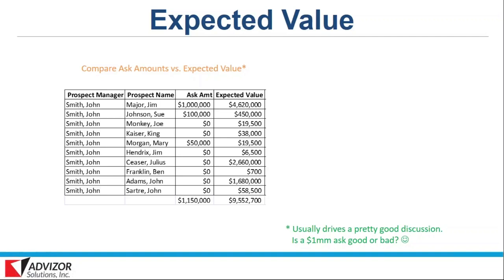Another one would be, here I'm asking $50,000 of Mary Morgan. Looks like her expected value is only 19.5. Is this okay? Might we be better off getting her on board with a $20,000 gift now and then building to this over time? Maybe she's not ready. It goes both ways. So this comparison drives discussions at the prospect level, which could be really rich and helpful. And we've seen clients increase the number of $1 million donors and push some of these things up because they've had these discussions. But they need to be discussions. It's not hard and fast.